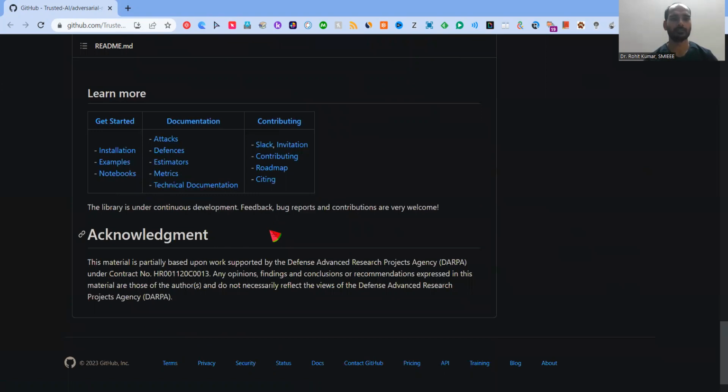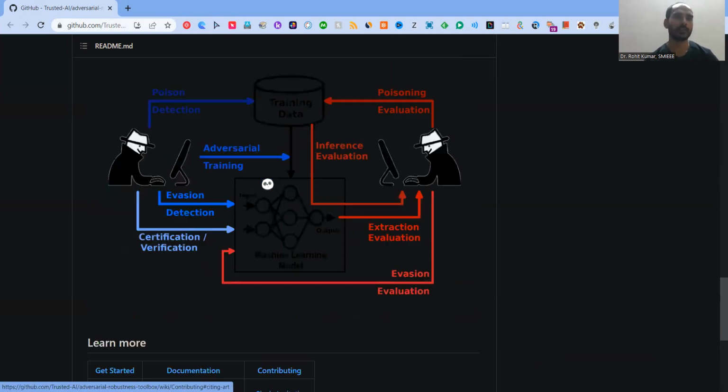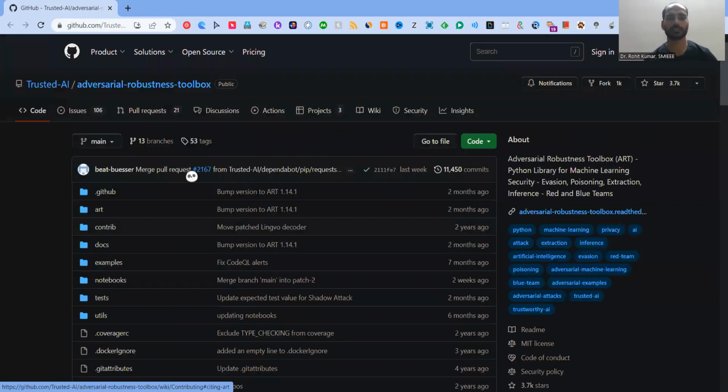Then moving down, they have given an acknowledgement with respect to the specific material covered here, because these materials come from the Defense Advanced Research Projects Agency, DARPA. Ultimately, they have given guidelines with respect to installation, examples, notebooks, and documentation covering attacks, defenses, estimations, metrics, and technical documentation. Finally, information about the contributing team, the roadmap, and settings is also given over here. So hopefully all the related information is given.